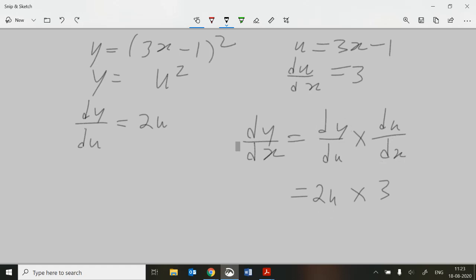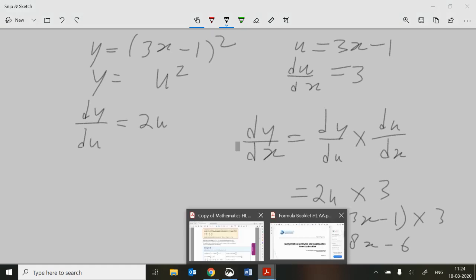Now this is our answer. We just need to substitute back in what u is. Now what was u? u was defined to be 3x minus 1 at the top. So we're saying 2 lots of 3x minus 1 and times by 3, which is exactly the same as what we were thinking of before when we did this the first 2 times. So there we go. We're getting an answer of now 18x minus 6. And we are done. That's our derivative. Okay, so that's the mechanics of this.